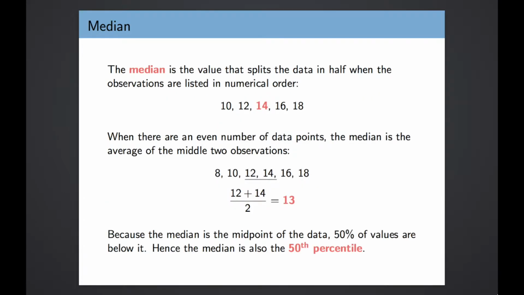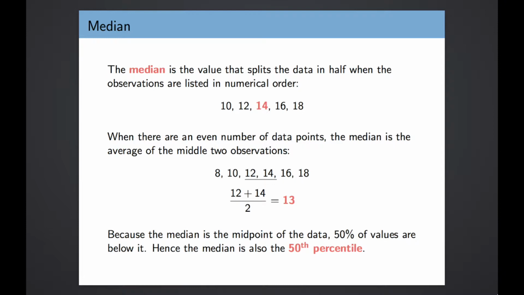As you may remember from math classes in your past, the median is a value that splits the data in half when the observations in the data set are listed in order. So if we observe 5 numbers, 10, 12, 14, 16, and 18, we have them listed in order from smallest to largest. The observation that is in the middle, in this case 14, is the median.